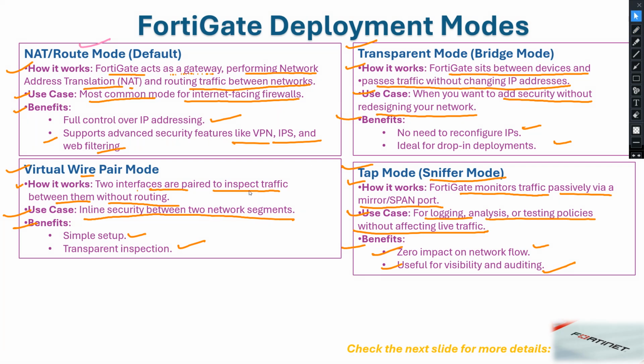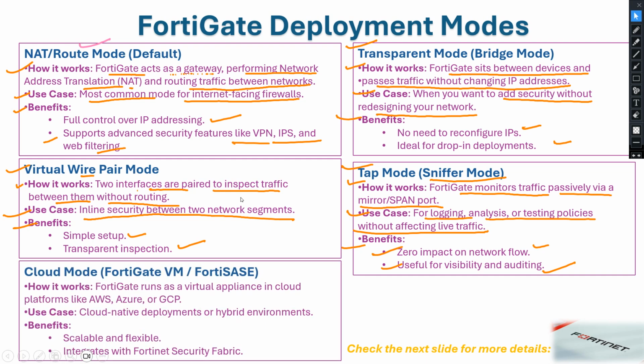We have one more, that is cloud mode, cloud deployment. If you haven't done it yet, you have to try it. If you get a chance to work on it, go ahead. It's a kind of similar option. How it works: FortiGate runs as virtual appliances on cloud platforms like AWS, Azure, and GCP. Use cases: cloud native deployments or hybrid environments. Benefits: scalable, flexible, integrated with Fortinet Security Fabric. So these all are the deployment models.